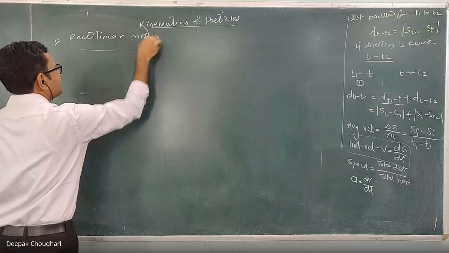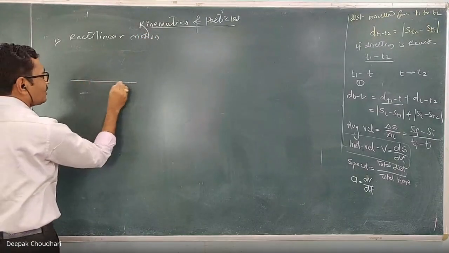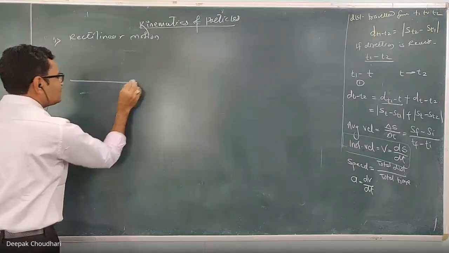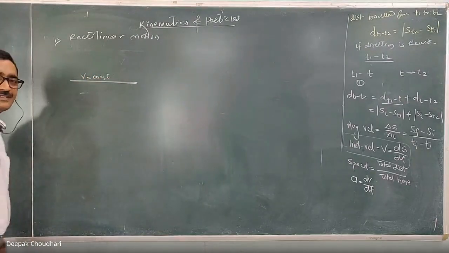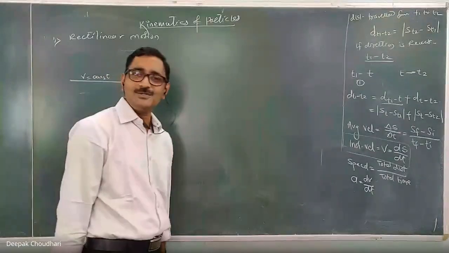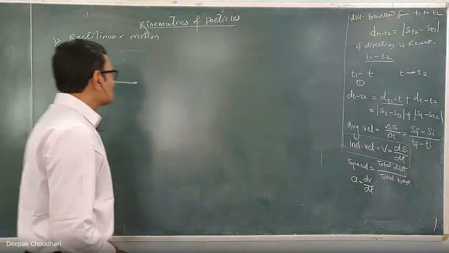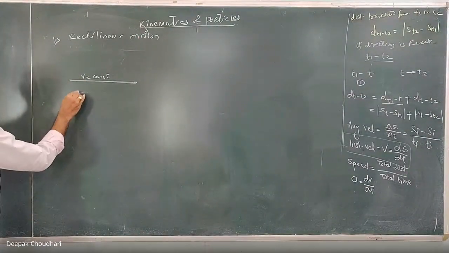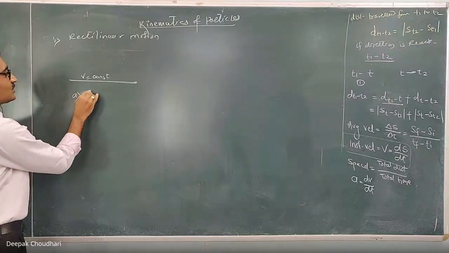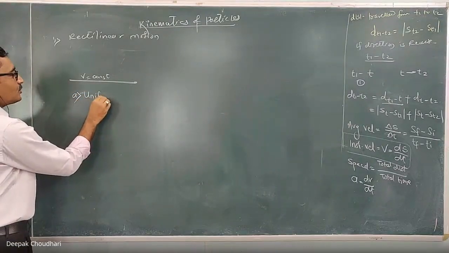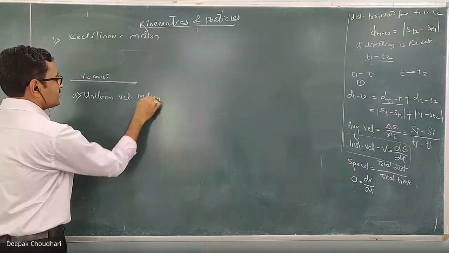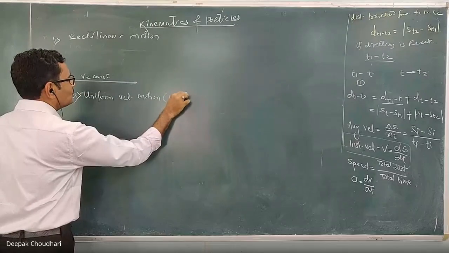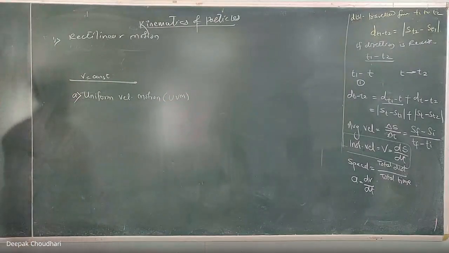Rectilinear motion. Let's consider one particle moving along a straight line. During this motion, the velocity of the particle may remain constant. If the velocity is constant, acceleration is equal to 0. So if the velocity remains constant, then that motion is known as uniform velocity motion, UVM. The velocity remains constant.